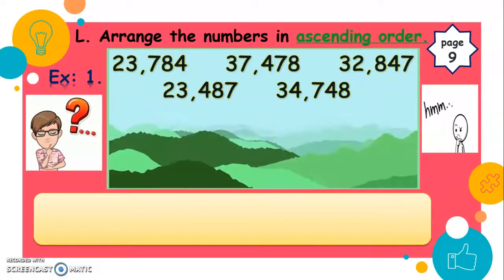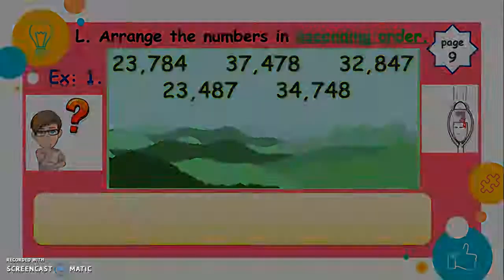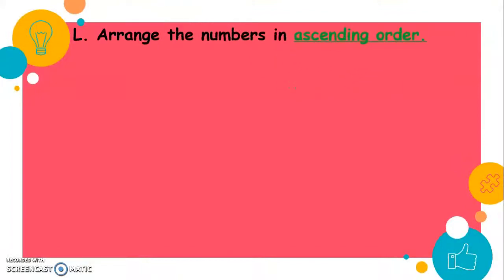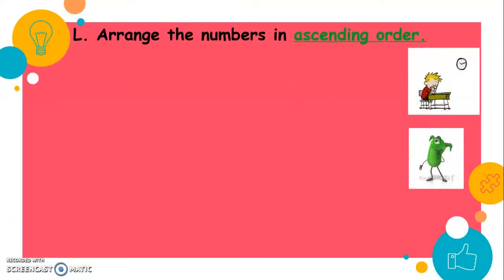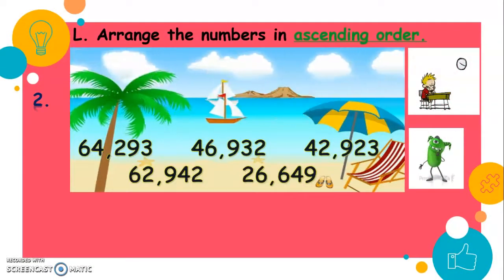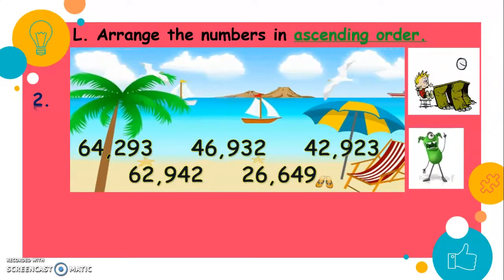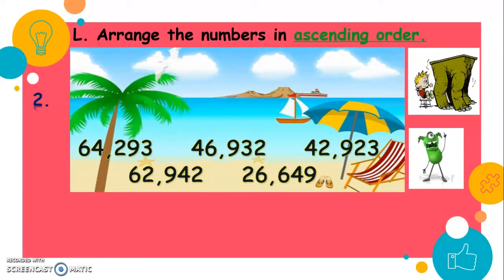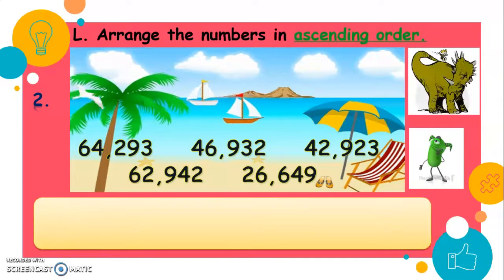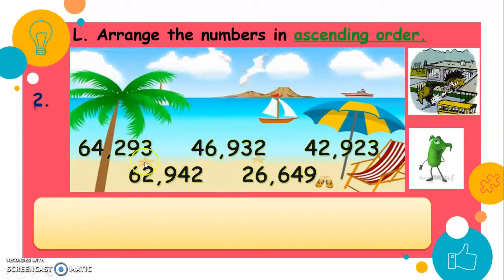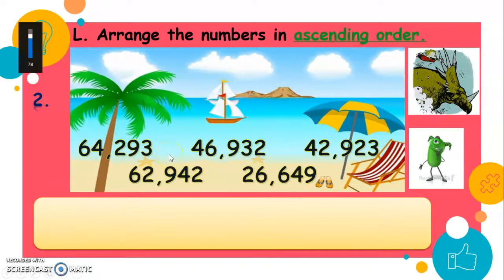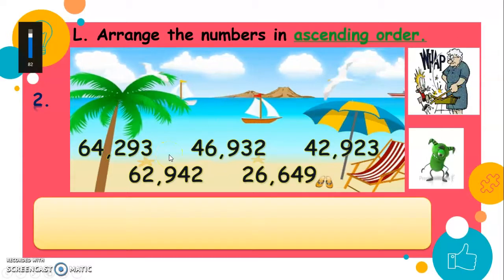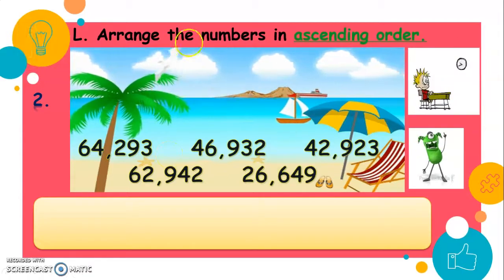If you are finished, continue answering number 2. Here, you still have to arrange the numbers in ascending order. So look carefully at every number and try to think which one should come first. Next number until the last number. Try to think of your answer.